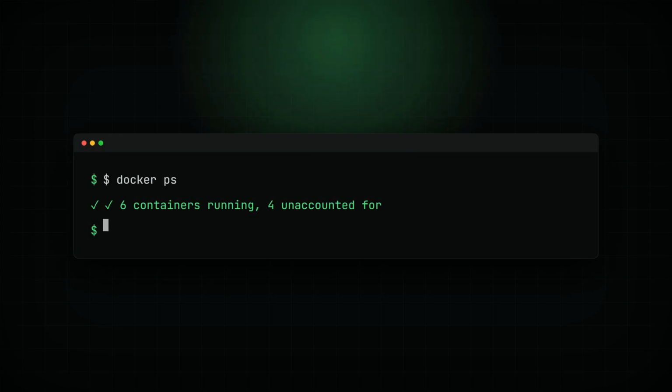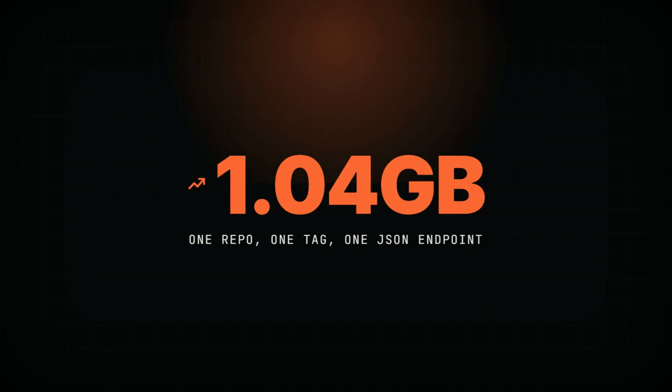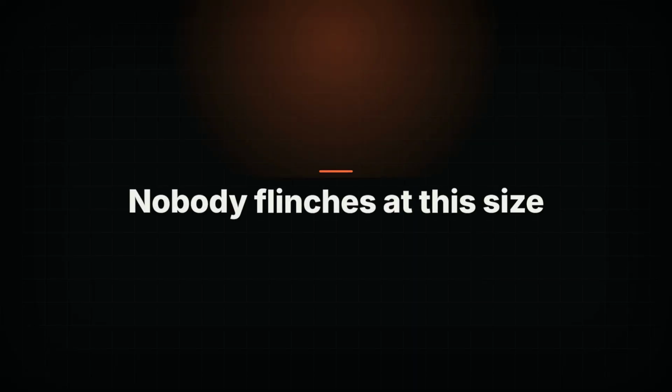Docker piece. Look at this list. 6 containers, 4 of them you don't even remember starting. This is what most developers call normal. Now look at this. Docker images. 1 repository, 1 tag, 1 gigabyte, and 40 megabytes for an app that renders a single JSON endpoint. Nobody flinches at this number anymore.